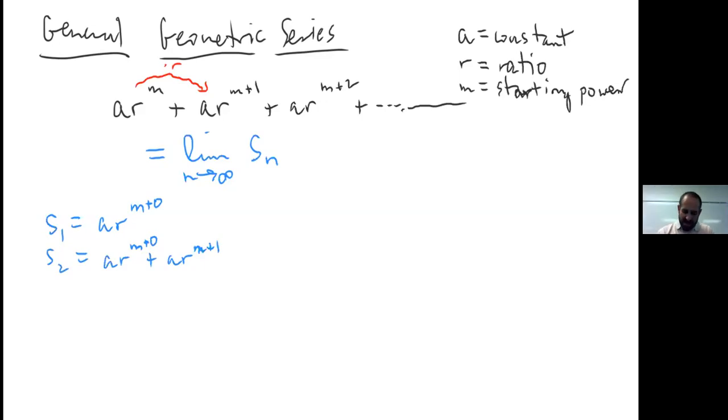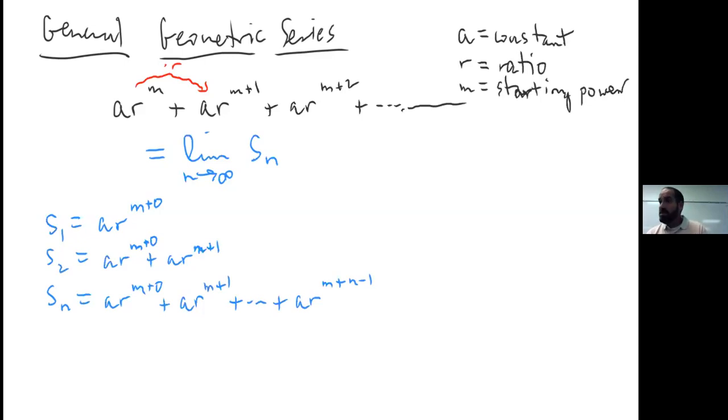What is going to happen with Sn? AR to the M plus 0 plus AR to the M plus 1 plus dot, dot, dot. Where is this madness going to stop? M plus N minus 1. Interestingly enough, yeah? 1 less than the subindex. That's the highest number that you add to M, yeah?